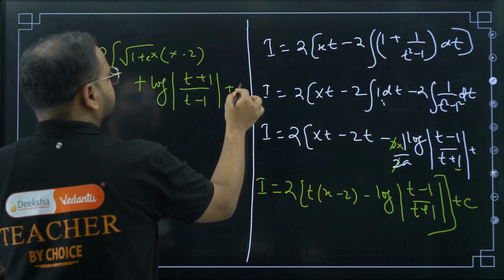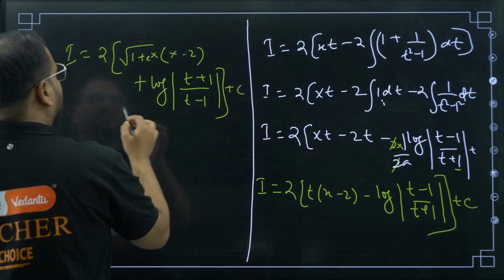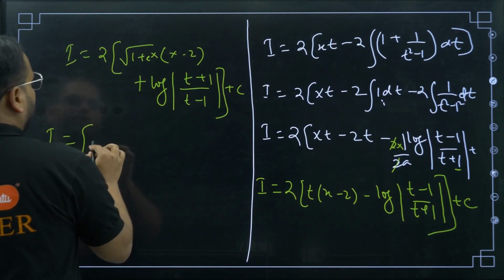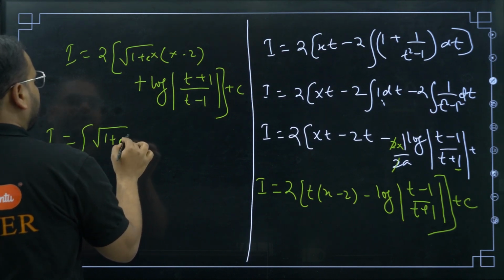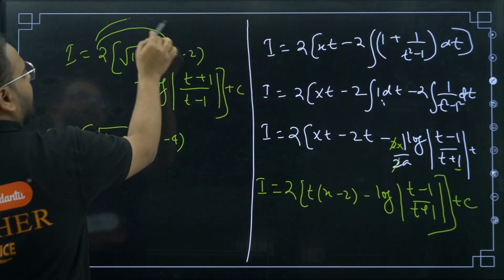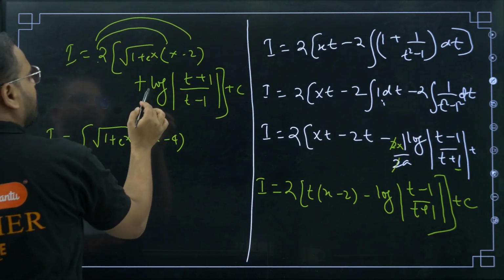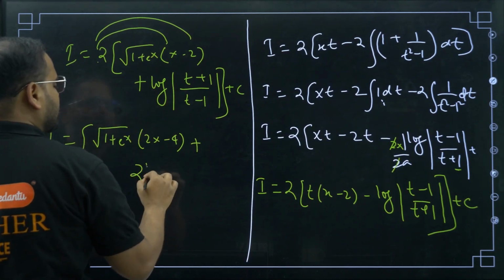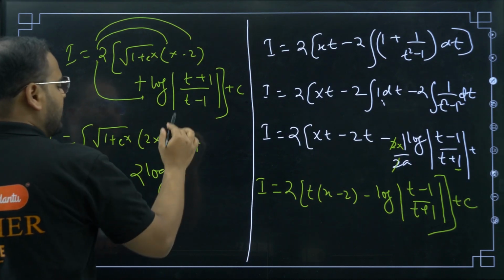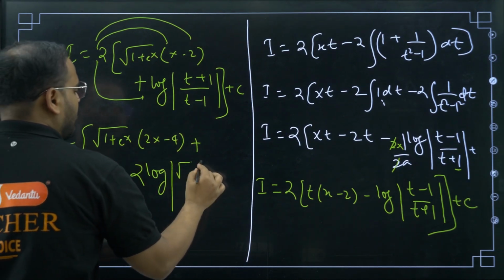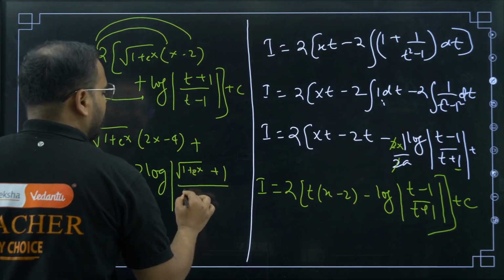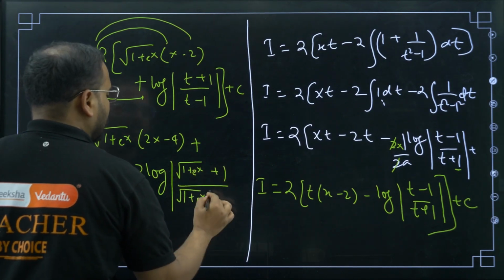Now please check. 2 is multiplied, so take this 2 inside. I get I equals to, for 1 plus e power x, 2x minus 4. I'm multiplying this 2 over here and over here, 2x minus 4. I'll multiply this 2 over here also, so plus 2 times log. Over here also 2 times log of what is t? t is simply 1 plus e power x in the root plus 1, divided by 1 plus e power x in the root minus 1.